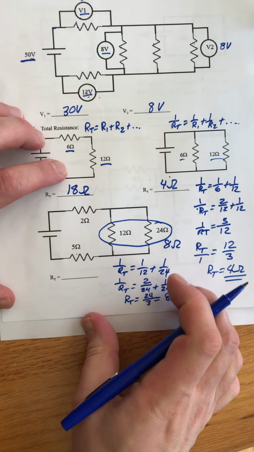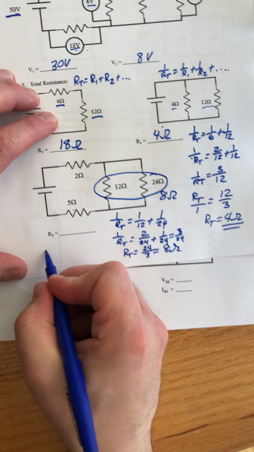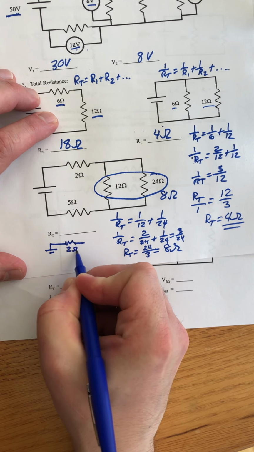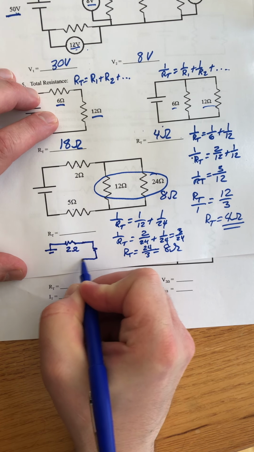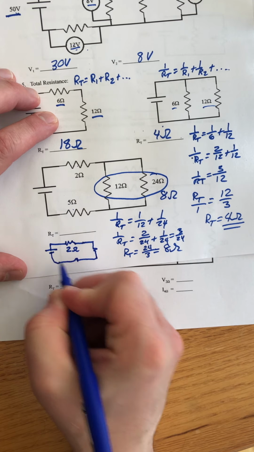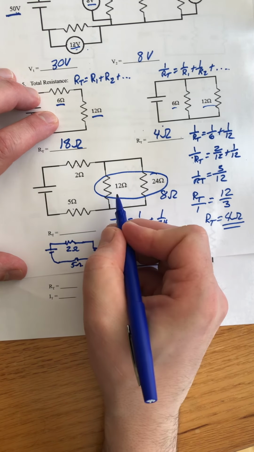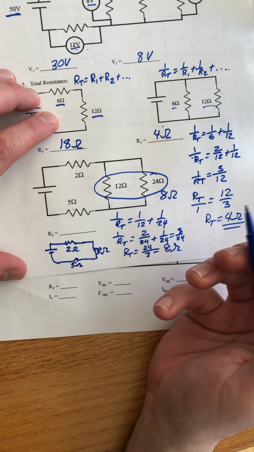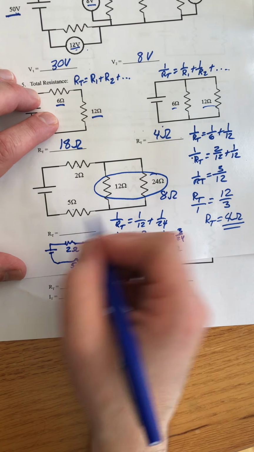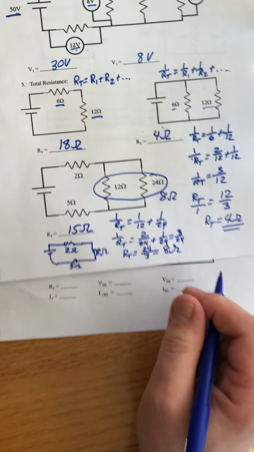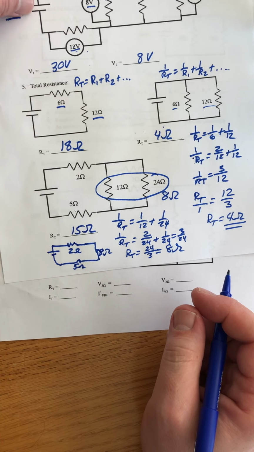And so basically what we have is a circuit that's like this, where we have a 2, an 8, and a 5. But our 8 ohms is made by having a 12 and a 24 in parallel with each other. And so the total resistance of this whole thing is going to be 15 ohms. Okay.